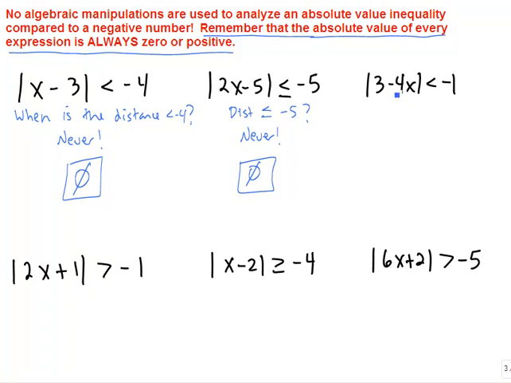In the next example, even though the expression inside the absolute value has changed from problem to problem, I'm still comparing it to a negative number, and because this is a less than symbol, we're asking when is the distance less than negative 1? Again, a distance can never be less than a negative, so this can never happen, so the answer is no solution.